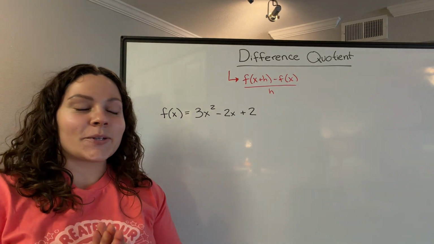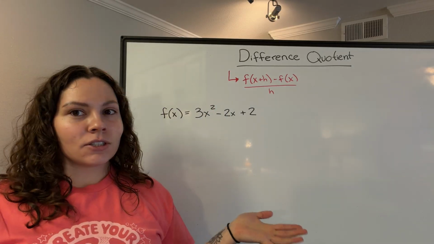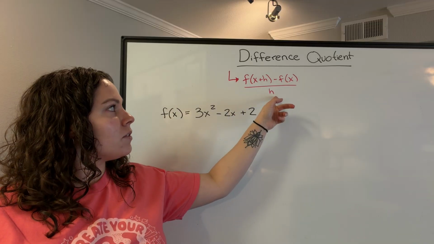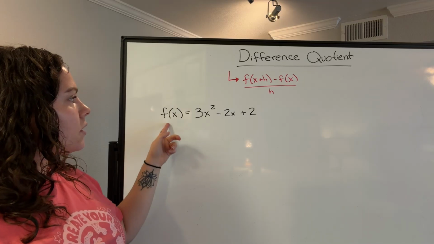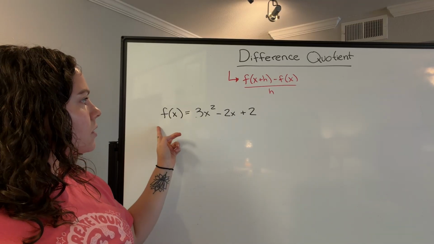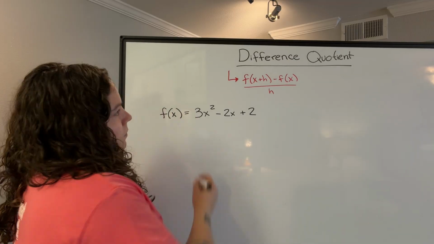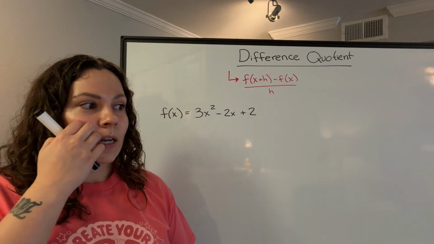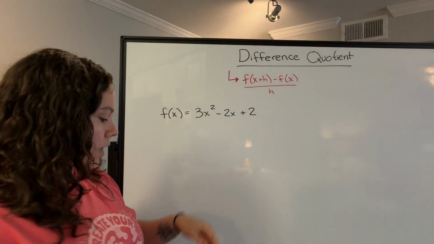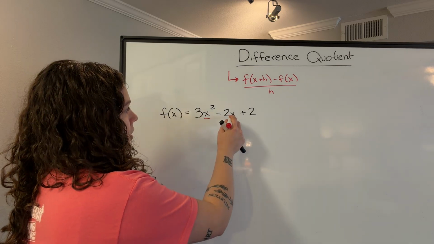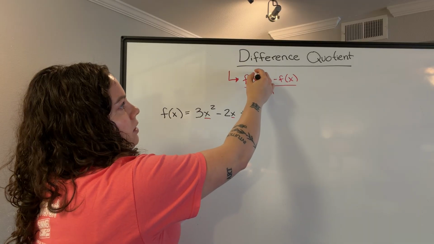Hello everyone. So today we are going to talk about the difference quotient, and essentially it's just the slope of this equation or this function. And so we're trying to find the difference quotient, and we are given an f of x function. So the first thing that we're going to do, it looks a little intimidating at first, but everywhere where we see an x, we are going to first just substitute x plus h.